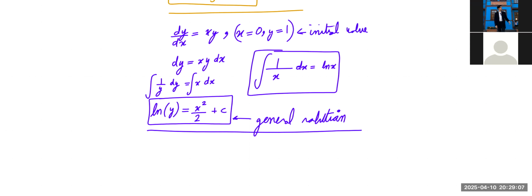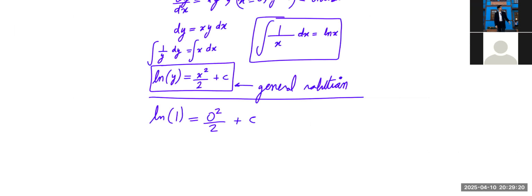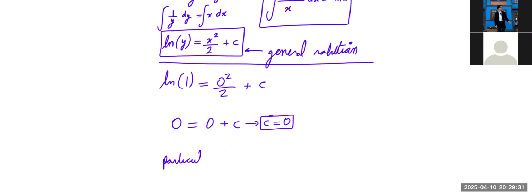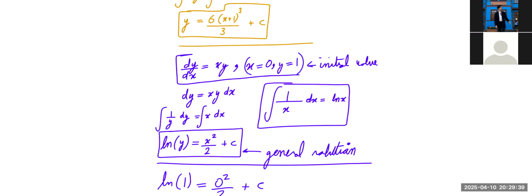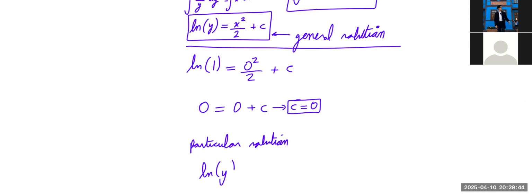So by plugging this initial value into the general solution, natural log of 1 equals 0 squared over 2 plus c, and solving for c. Natural log of 1 is 0, 0 squared over 2 is 0, plus c, which means that c is 0. So now that I found c, I can finally write down my particular solution. Why is it called the particular solution? Because it's the solution to this particular problem, the specific case when the initial value is this. It's basically the same thing with the c given.